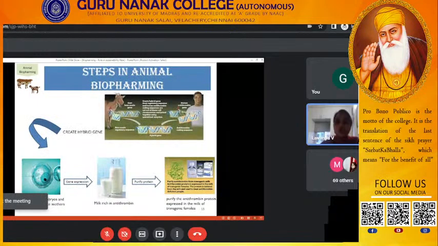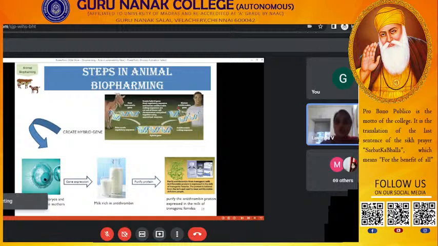So these are the steps involved in animal biofarming. To start with, a hybrid gene has to be created. Over here, the goat regulatory sequence and the human antithrombin coding sequence, which is the gene of interest for which we need the protein, are joined together, and here specific enzymes known as ligases will be used. Ligases are enzymes which help in joining together two genes.